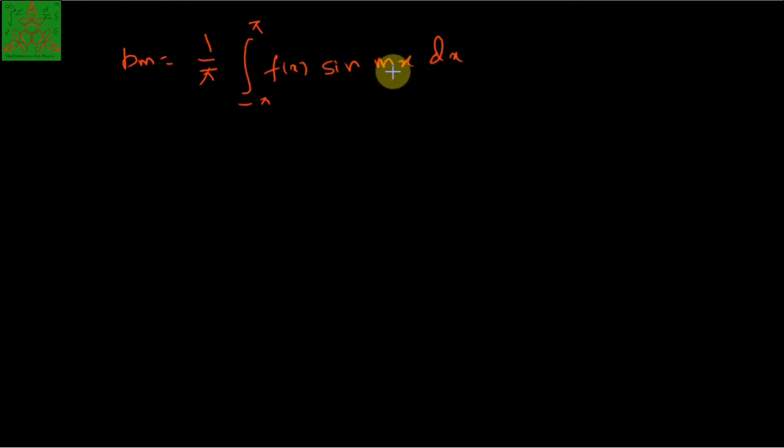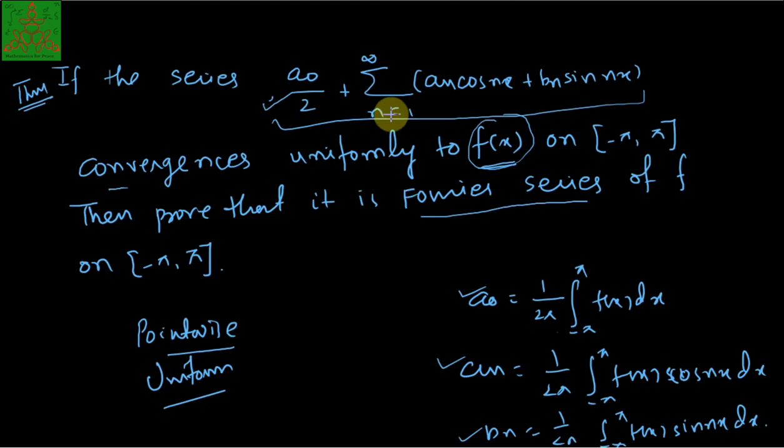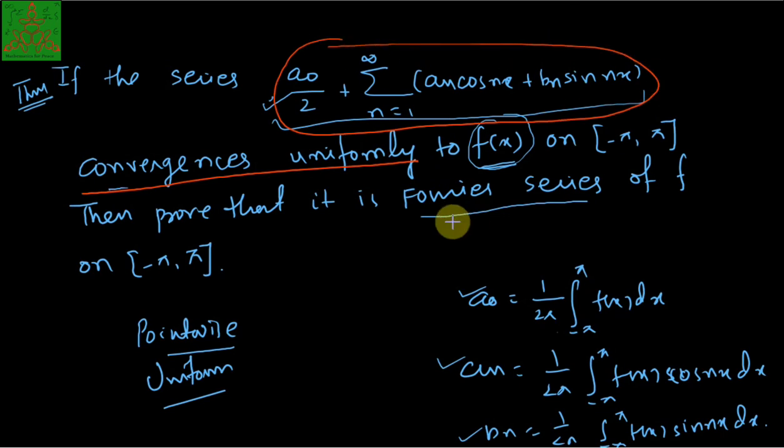So that's why we can say that if this is uniformly convergent, then this series is the Fourier series of the function. Here I have written 2 pi, but it has to be pi in each and every coefficient we have.